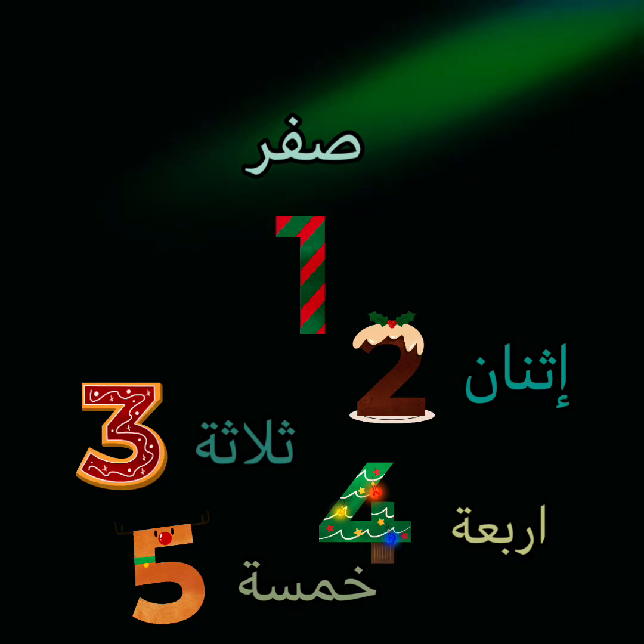So let's repeat again. صفر. واحد. اثنان. ثلاثة. أربعة. خمسة. You could also say اثنين. That's just another way of pronouncing the numbers, or how commonly they are pronounced.